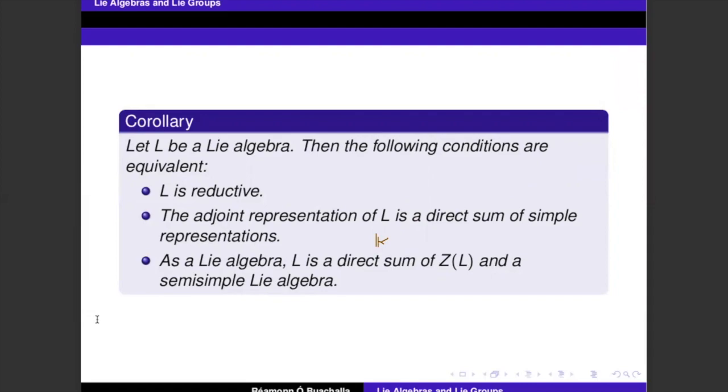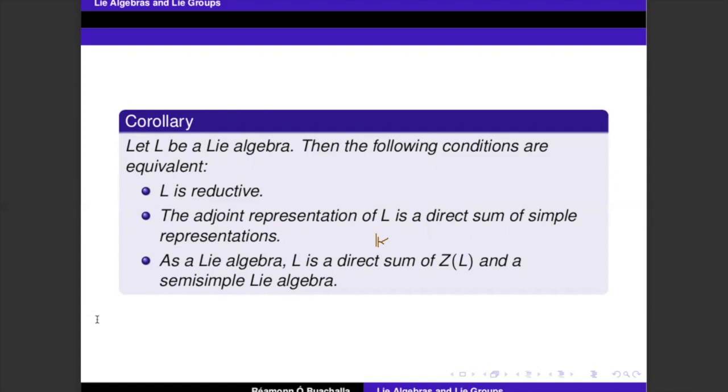For reductive, we never found something analogous, but now with Weyl's theorem in our hand, we're going to prove something analogous. That is, L is reductive if and only if it decomposes into a direct sum of simples, which is to say a semi-simple plus the center. So that maybe clarifies the relationship between reductivity and semi-simplicity. Any reductive Lie algebra is just a semi-simple Lie algebra together with an abelian one. And that's what reductive means.